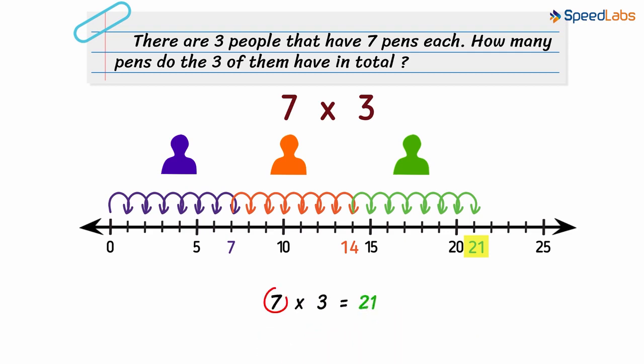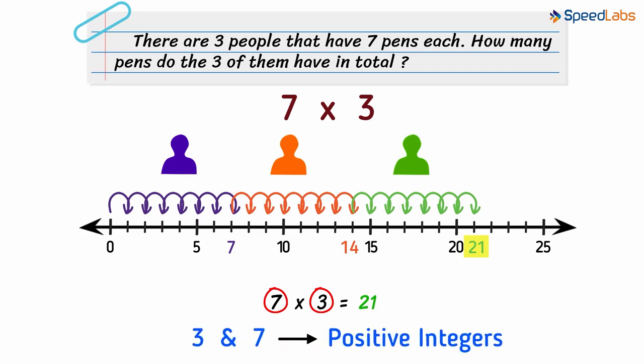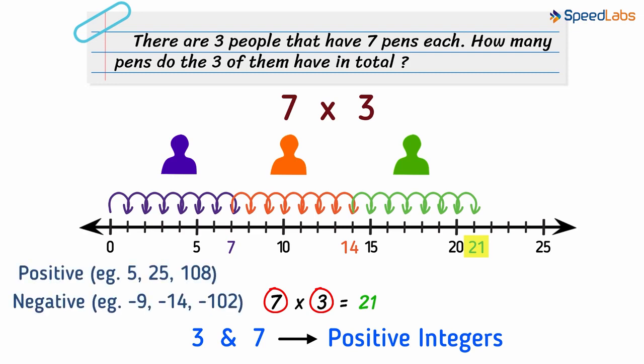We know that 7 and 3 are both whole numbers. We now have a basic idea about multiplication of whole numbers. However, they are positive integers as well. And we also know that integers can be positive, negative, or 0.